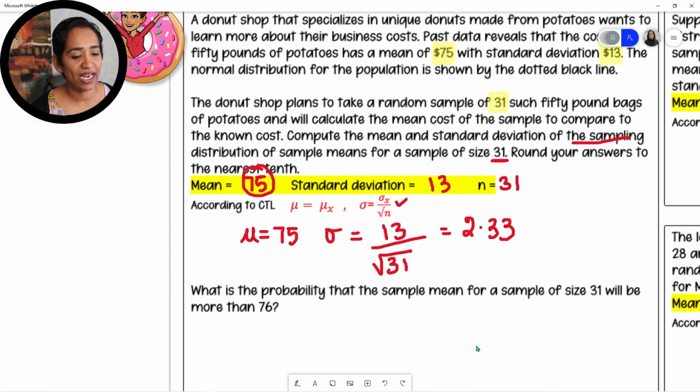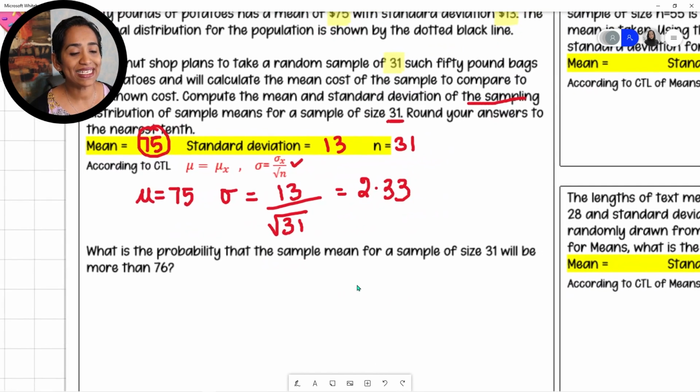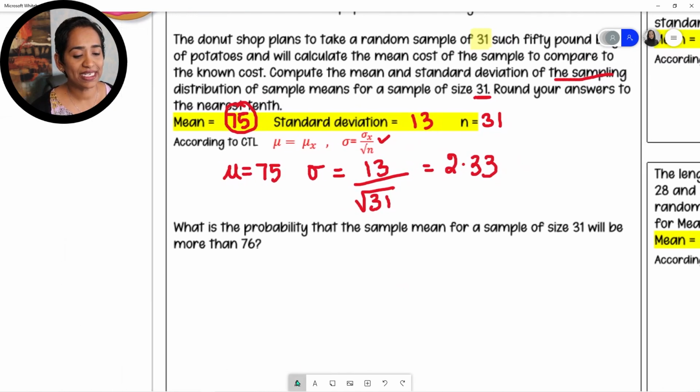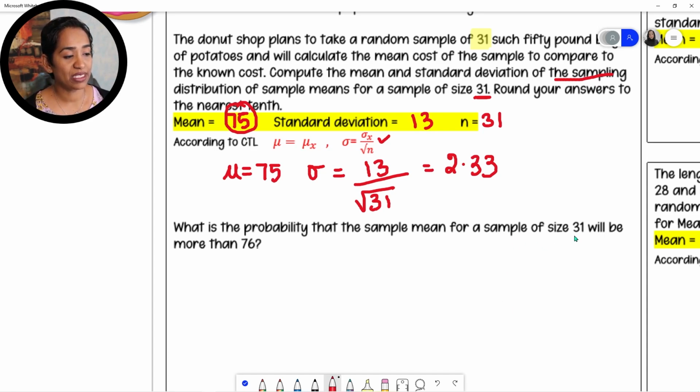And what is that? They say, what is the probability that the sample mean of the sample size 31 will be greater than 76? So they're asking, what's the probability that the sample mean of this 31 will be greater than 76? So what does that mean? The cost is greater than $75, which is my average. So what do you think is the probability?